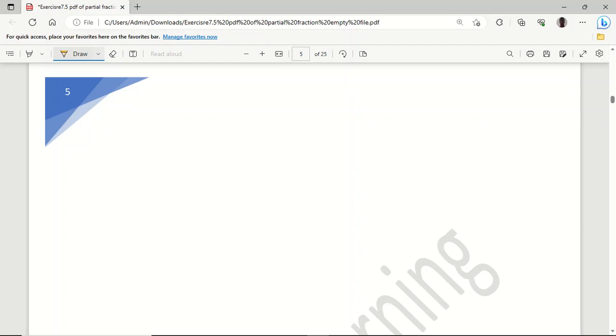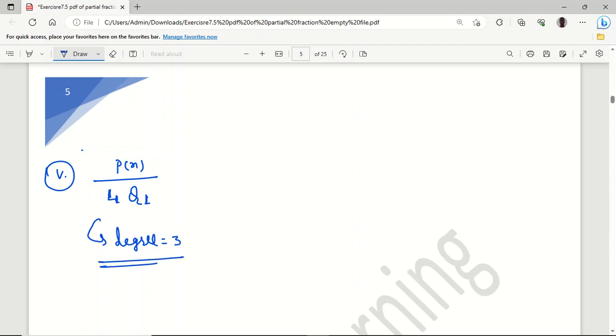Now I am moving on to the fifth type. The fifth is px upon L1 into Q1. Here we can note it down: the degree of the denominator is 3, because one is a linear expression and one is a quadratic expression. So here we'll break this rational expression in a different way. We'll write px upon, a upon, obviously it is linear, so I'll write L1.